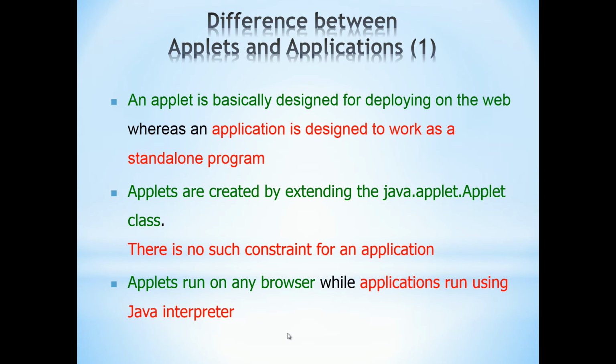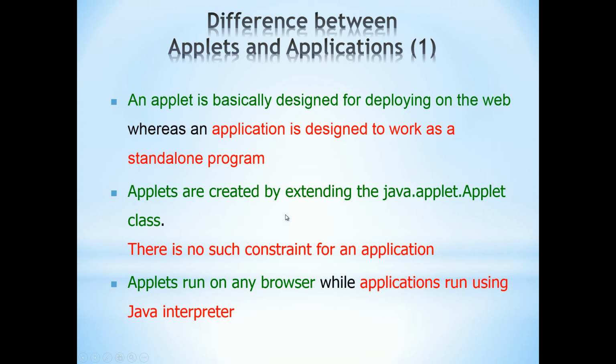Up till now, we have performed programming under Frame. Frame is known as a window-based application or standalone application, whereas an applet is a web-based application or distributed application. Let us differentiate them. An applet is basically designed for deploying on the web, whereas an application is designed to work as a standalone program, like the calculator on your PC.